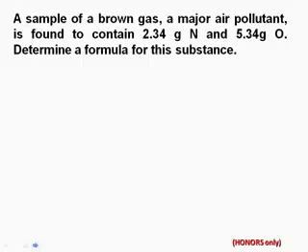All right, so here we have a brown gas, which is an air pollutant, is found to contain 2.34 grams of nitrogen and 5.34 grams of oxygen. We want to know the formula for this substance. And of course, with this type of information, the best we're going to be able to do is the empirical formula. So we already have them in grams. All right, so I usually write them this way on the page, and you'll see why here in a minute. All right, then convert it to moles, mass to moles, the second step.